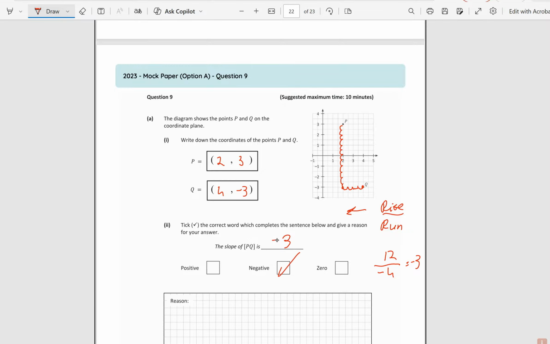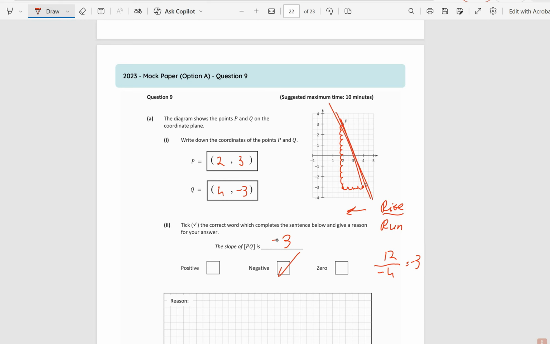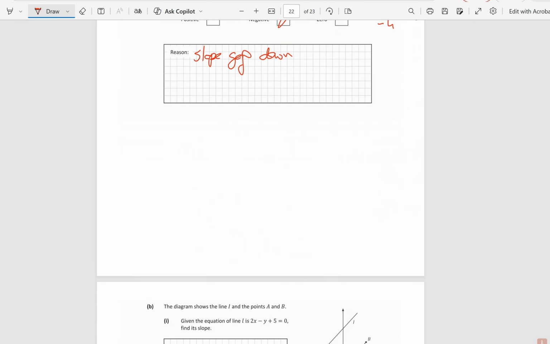It's negative. It's going down the way. So look, the slope of PQ is going down the way. Remember we said any slope going down the way is negative. So even if we just said slope going down, that proves it's negative.